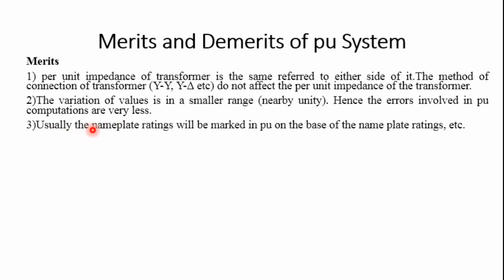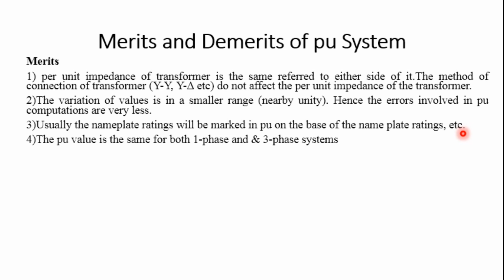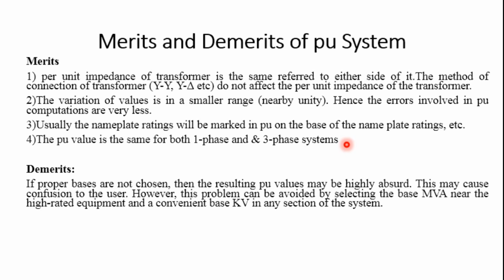The third one is that usually the nameplate ratings are marked in per unit on the base of the nameplate rating. Nowadays most equipment is marked on a per unit base. We already know that the per unit values are the same for both the single phase and the three phase system. Then coming to the limitations or demerits.